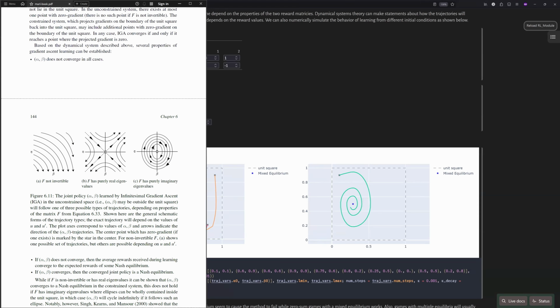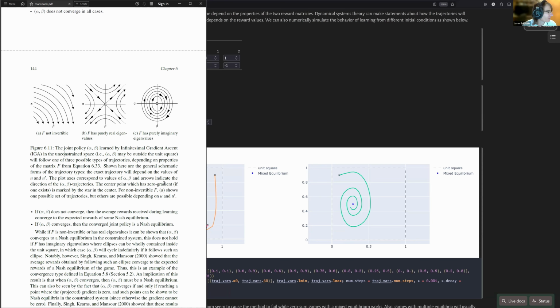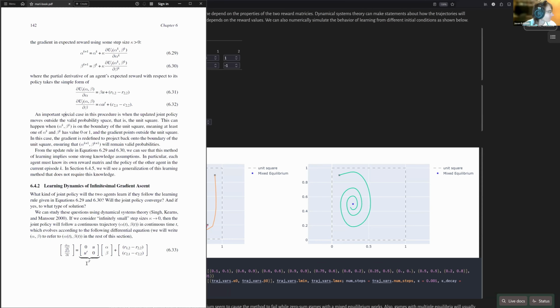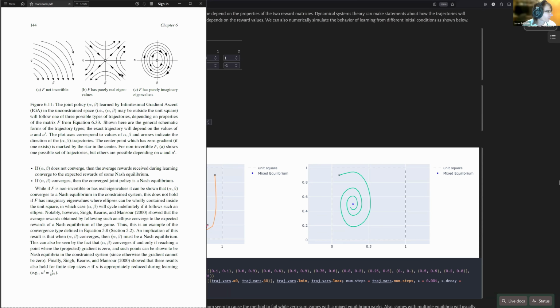Well, the reason for this, which the book doesn't go into either, is that these are well-known properties from dynamical systems equations. This is the simplest dynamical system that you can study, right? It's just these two coupled equations with two variables. And the property of this F, this matrix derived from the values here, ends up controlling this.